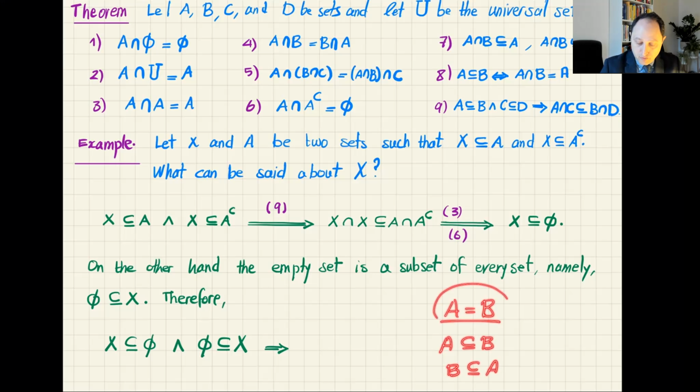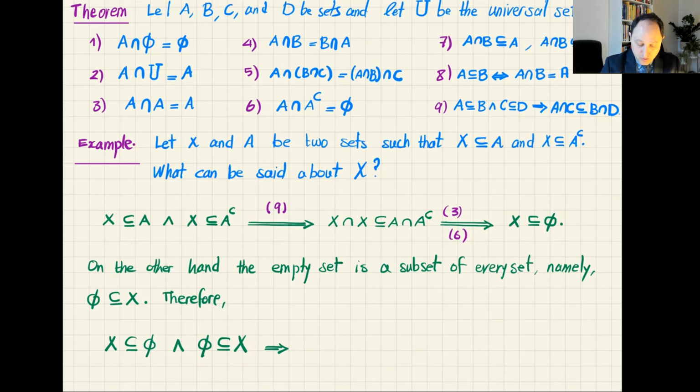So this is a very standard technique. If you want to show two sets are equal, once you show that the left-hand side is a subset of the right-hand side, and once you do the other way around, as soon as you have these two simultaneously, you can immediately conclude that these two sets are the same. And this is happening here. This we already know. This we learned from the assumptions and the properties in this theorem.